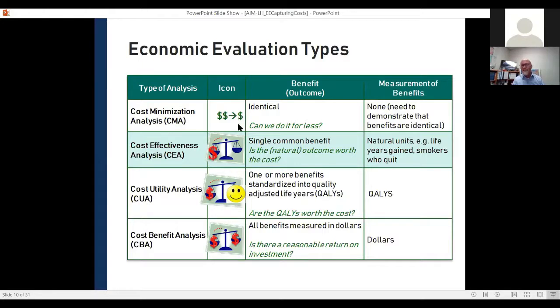And as I said, as we go down the list, we can compare more interventions. And that's because with this very last one, cost benefit analysis, we're comparing all the outcomes in dollar terms. So we can look at outcomes from criminal justice to public health to human services to behavioral health, because we're converting all the outcomes regardless of where these outcomes occur in dollar terms.